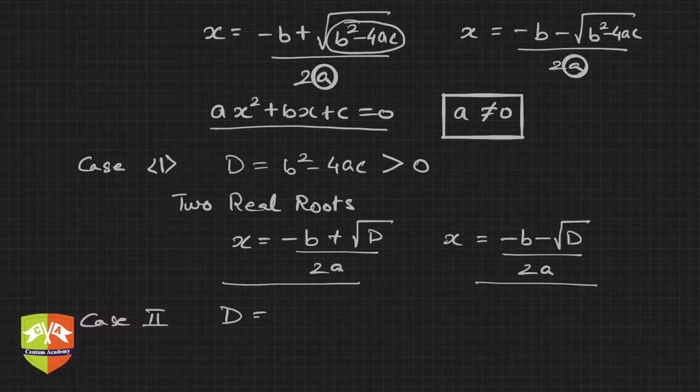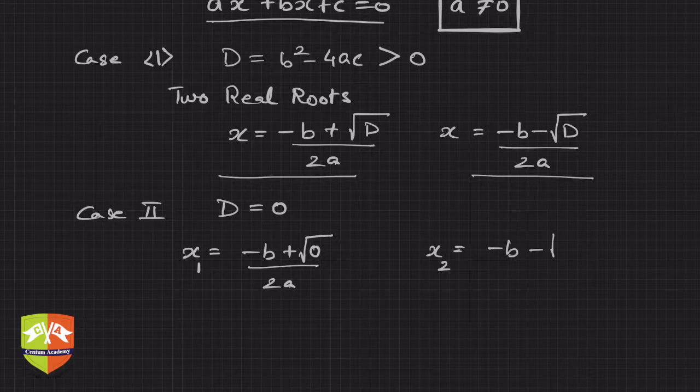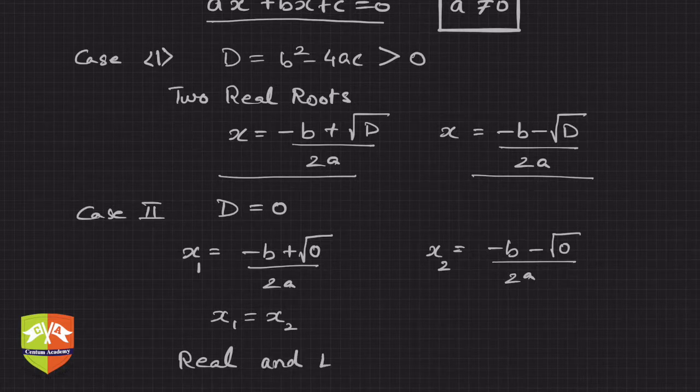Case 2 could be when D is equal to 0. This is also possible when D is 0. So then what does it mean? Then the roots will be nothing but (-b + √D), which is 0, upon 2a, first root. And I'm calling them x1 and x2. The second root is x2 = (-b - √0) upon 2a. What do you see? Here x1 is equal to x2, right? Both roots are equal. So we have real roots, because both x1 and x2 are real, -b by 2a. So we say real and equal roots or solution, right? Both roots are real and equal.